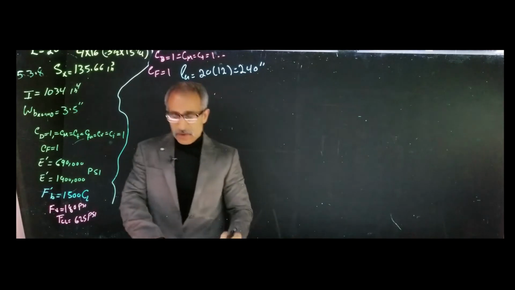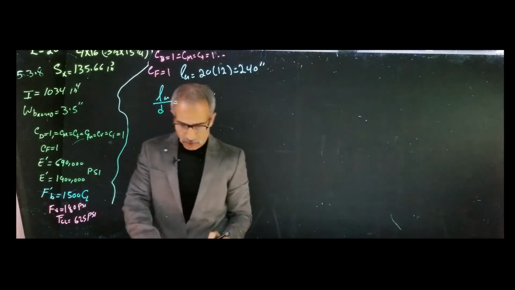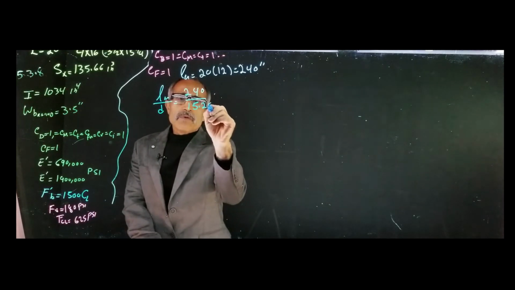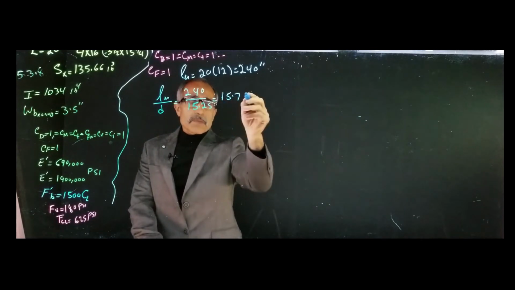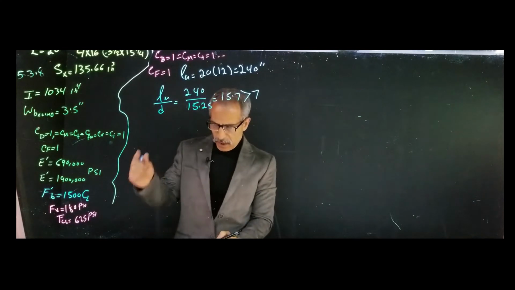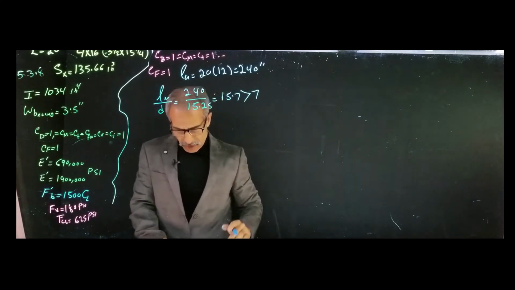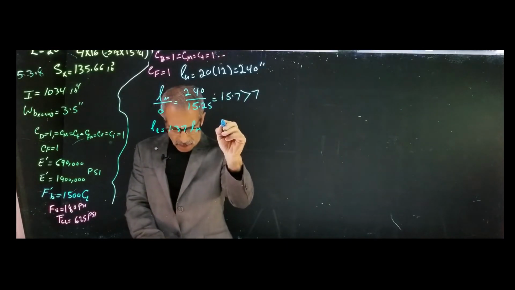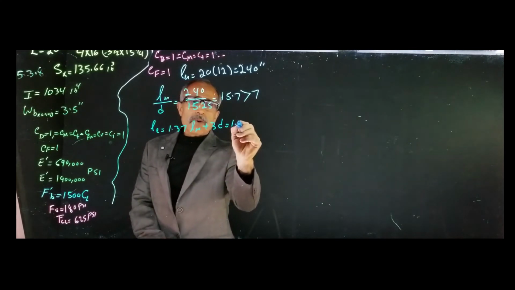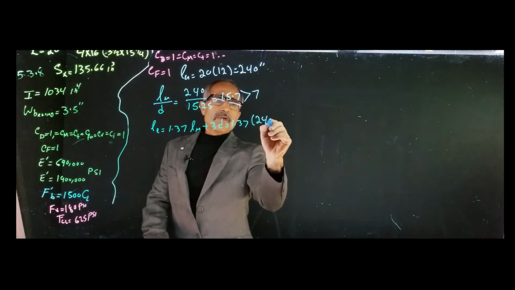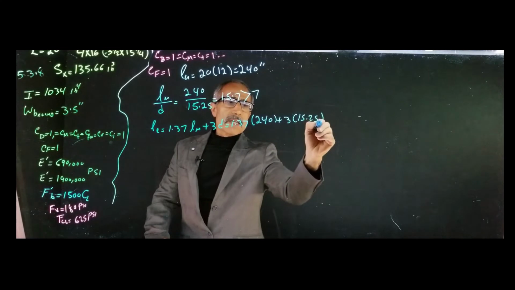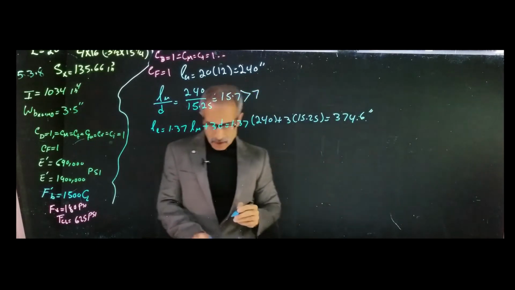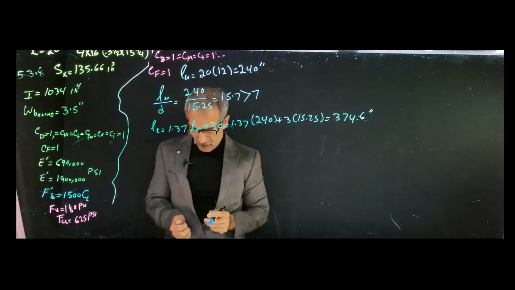Now L_u divided by d, and you know what d is because we have a 4x16, but the actual size is 15 1/4, so 15.25. 240 divided by 15.25 comes out to 15.7, which per the spec is more than 7, so we're okay. That means we're going to use the formula you can see on the board: L_e equals 1.37 L_u plus 3d. Plugging it in, it becomes 1.37 times 240 plus 3 times 15 1/4, and that comes out to 374.6 inches.